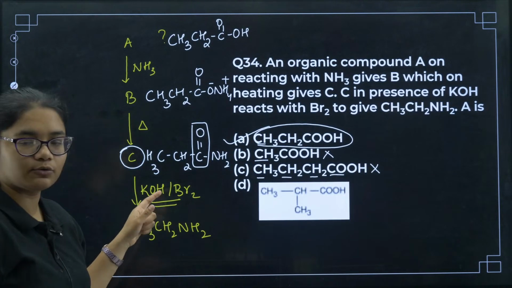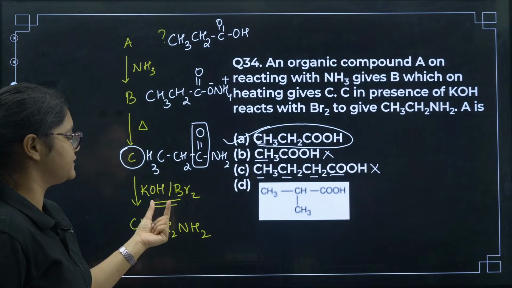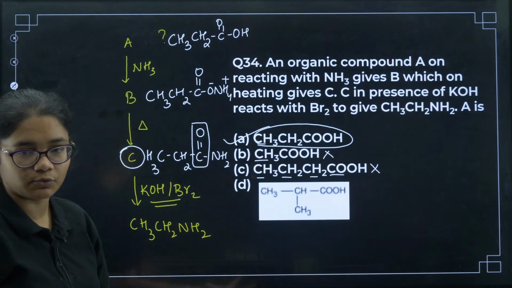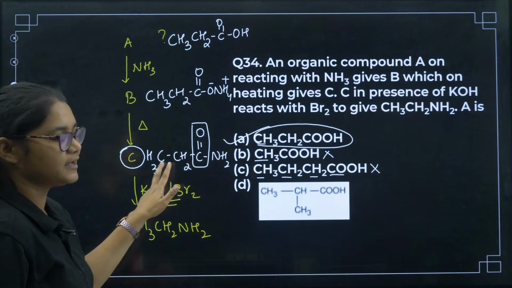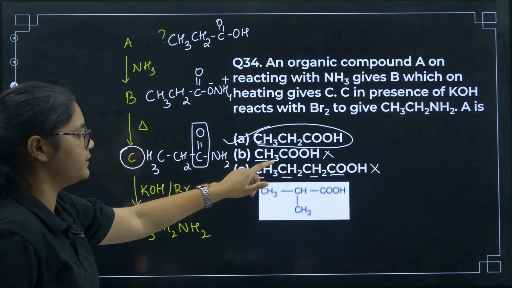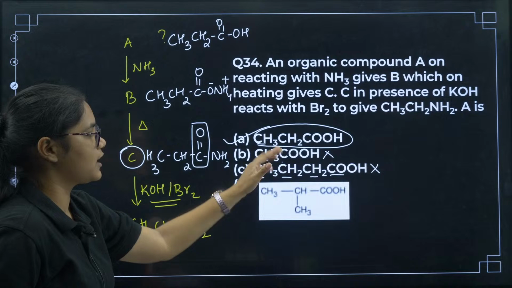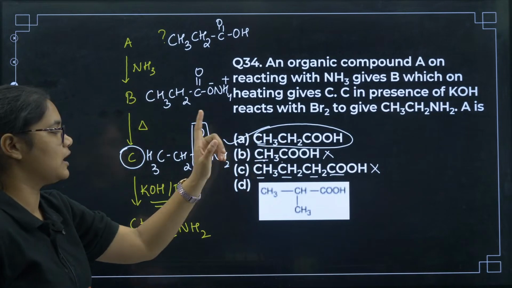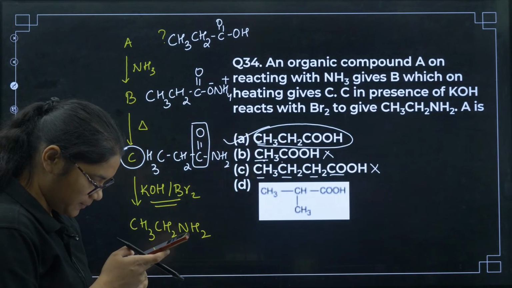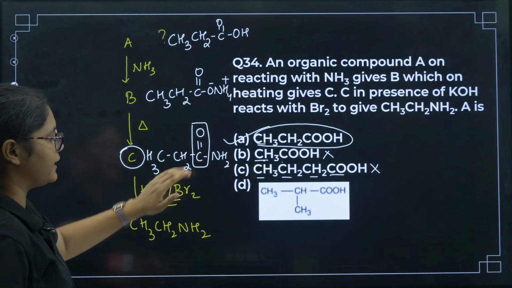Last reagent is Br2 KOH, that means Hofmann bromamide degradation, and in Hofmann bromamide degradation, we know that the number of carbons is more. So here if it is 2 carbon, this has to be 3 carbon. So from here only we can find the option should have 3 carbon. So here there are 2 carbon, here there are 4 carbon, here also 4 carbon. This is the only option with 3 carbon. So that is option number A. Okay, so that is first thing. So we know from here that I will get this one.